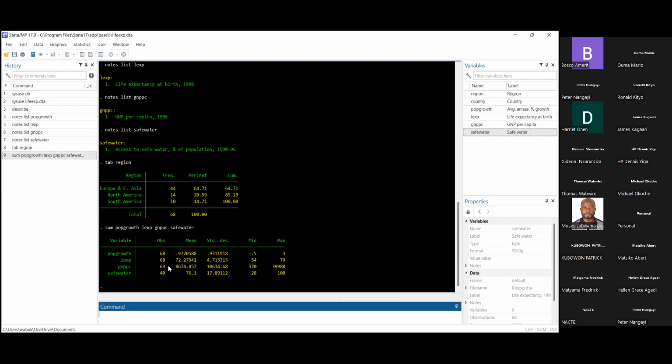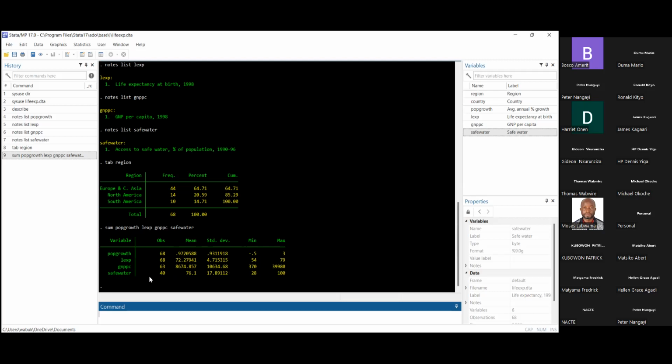And GNP per capita, we have 63 observations, meaning there are 5 countries that are missing. Out of the 68, we have 63 countries that only have values for this variable. We don't know if they are missing at random or data was not available, but those are the things we always check for. And that's the reason why you always want to start with the summary statistics. So on average, you're talking of 8,067 GNP per capita. The lowest is 370. I don't know which country this is, but you can sort and check. And then the maximum is about 39,908 or 40,000 registered for a country.